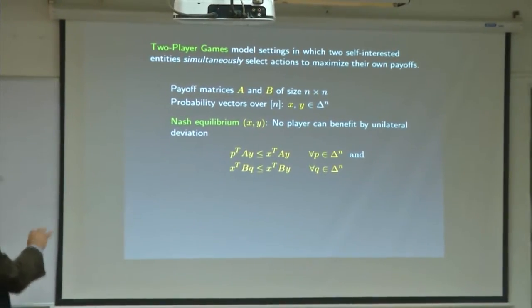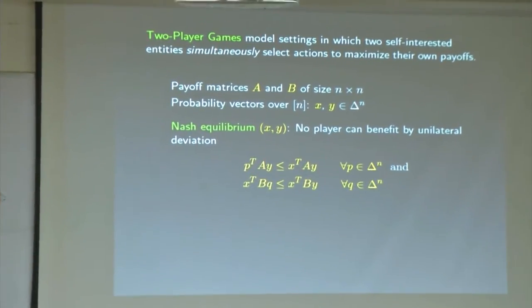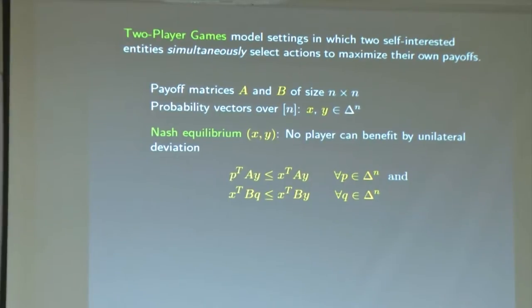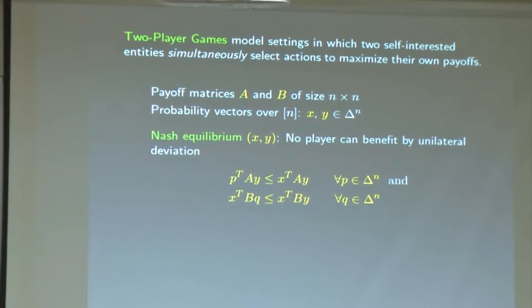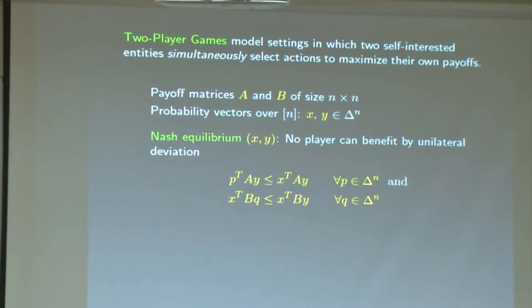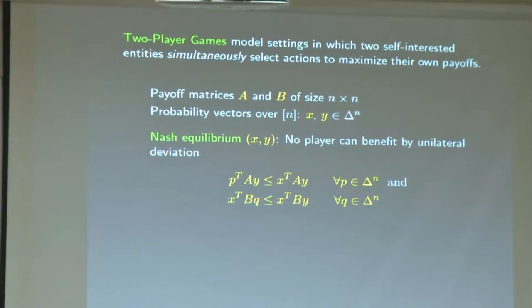So let me pass through these inequalities. So the left-hand side of the first set of inequalities is the expected payoff of the first player. A is the payoff matrix of the first player, and both players are playing according to distributions X and Y. I just do this term by term product. And what I get is that the expected payoff of the first player is X transpose AY. And what this inequality says is the first player cannot benefit by unilaterally going to some other distribution P. So if the second player sticks to distribution Y, then the first player cannot increase its payoff expectation by following some other distribution P. And similarly for the second player, if the first player sticks to distribution X, the second player cannot benefit by unilaterally deviating to some other distribution Q.